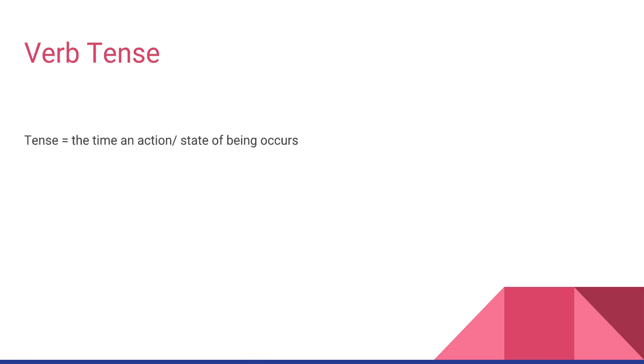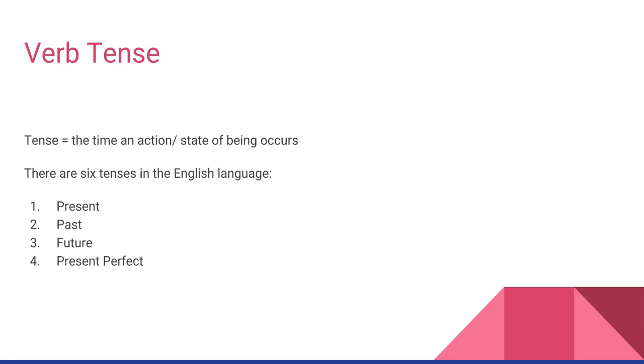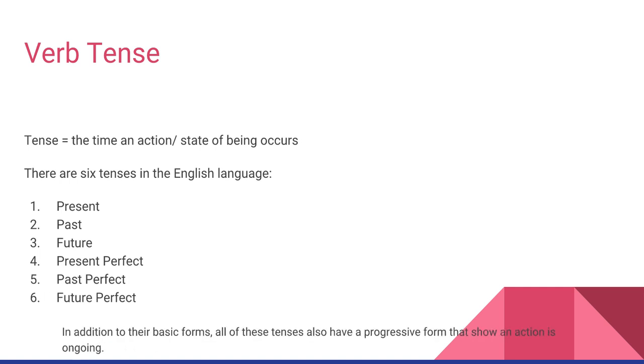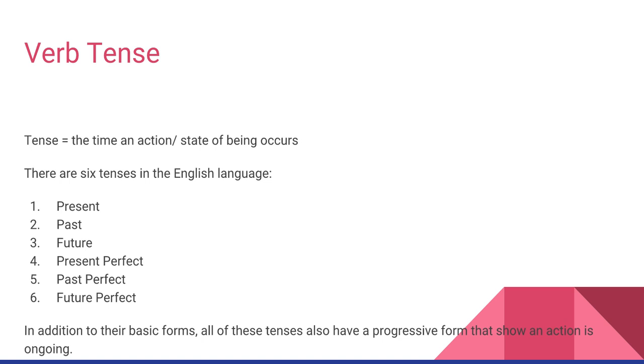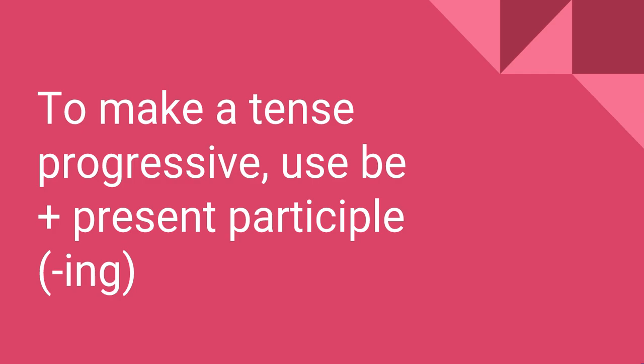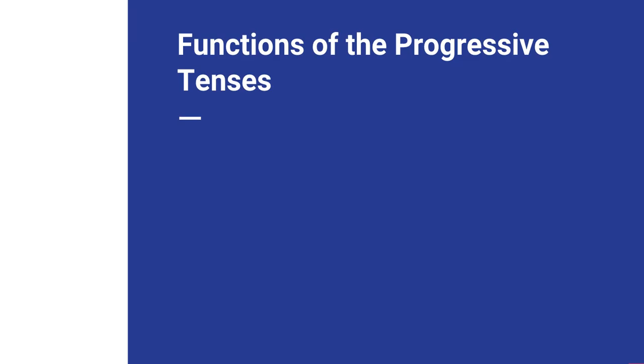As a review, tense is the time an action or state of being occurs, and we have 6 tenses in the English language: present, past, future, present perfect, past perfect, and future perfect. We've already looked at their basic forms. Now we're looking at their progressive forms, which show that an action is ongoing. And these progressive tenses use be as a helping verb and the present participle to form the tense.